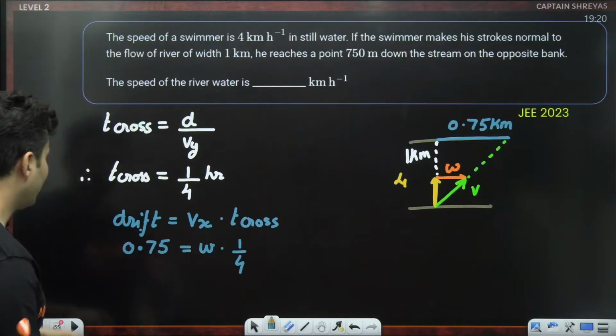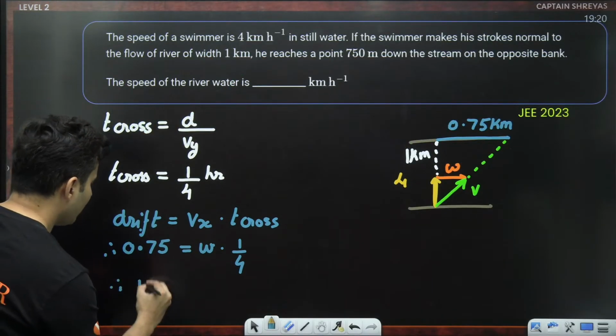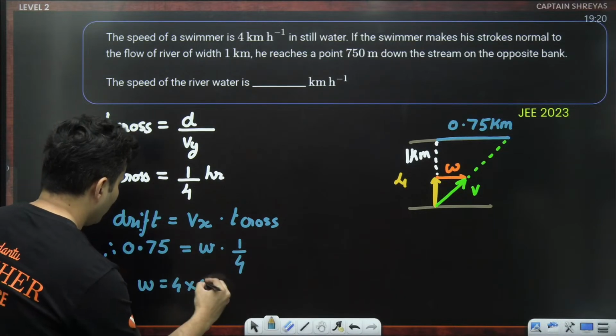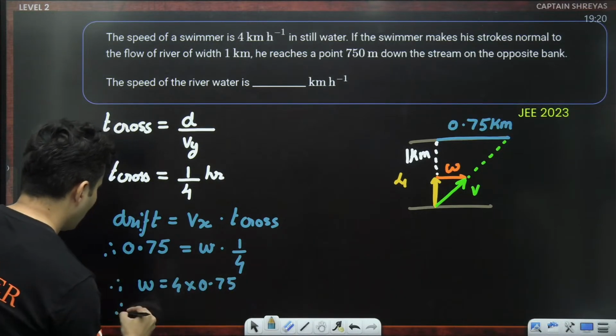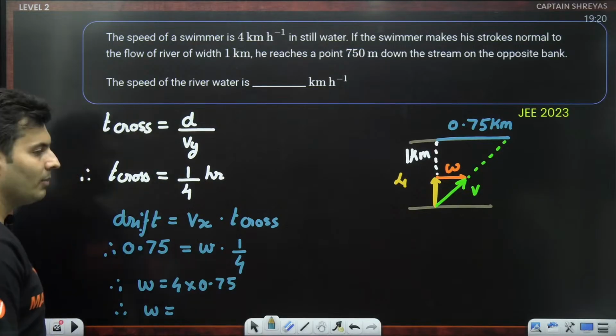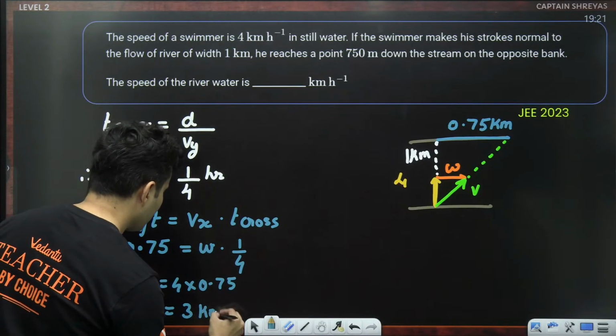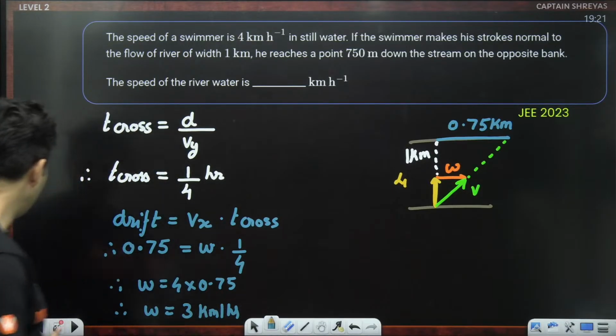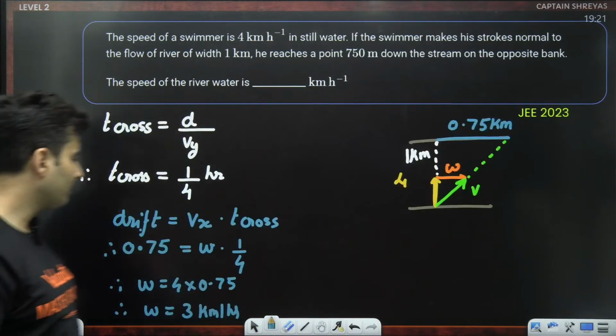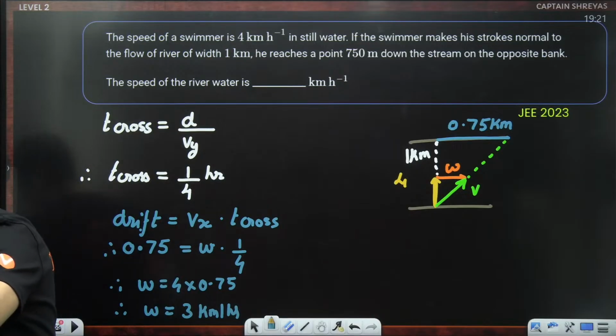So what is W going to be? It is going to be 4 times 0.75. So how much will W be? It will be basically 3 kilometers per hour. That should be the answer. Yes, the answer is 3. Very straightforward.